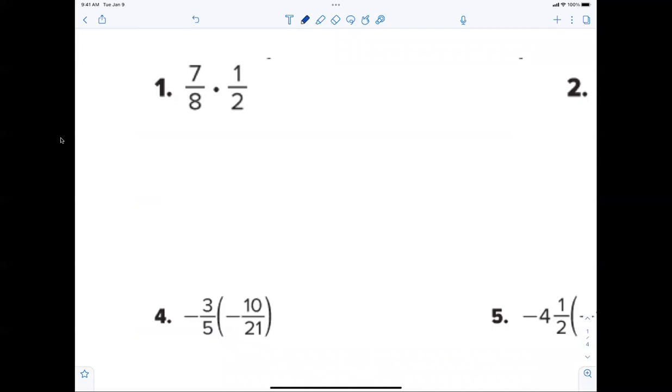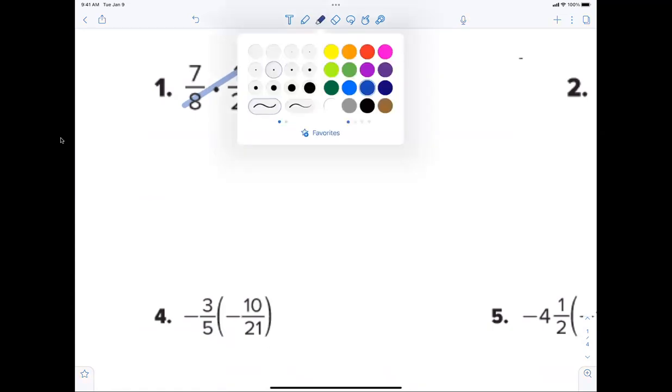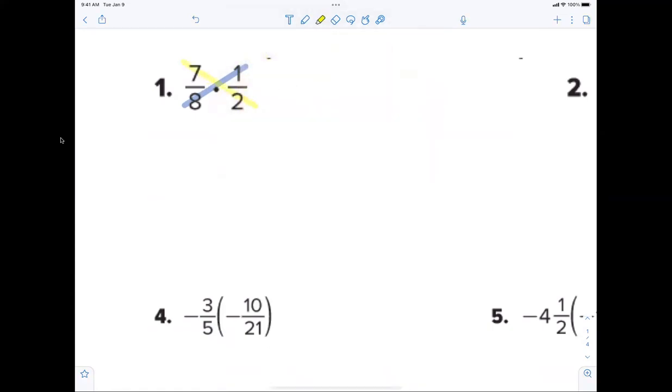Now, does everybody remember when you're multiplying fractions, first of all, you check to see if they can do what? Simplify. Thank you very much. You want to see if they can simplify. We say cross reduce. Does anything reduce? No. So again, this one, we just multiply straight across. When you multiply straight across, it's 7 times 1, which is, and then 8 times 2, which is, come on, guys. Now you got to speak up.